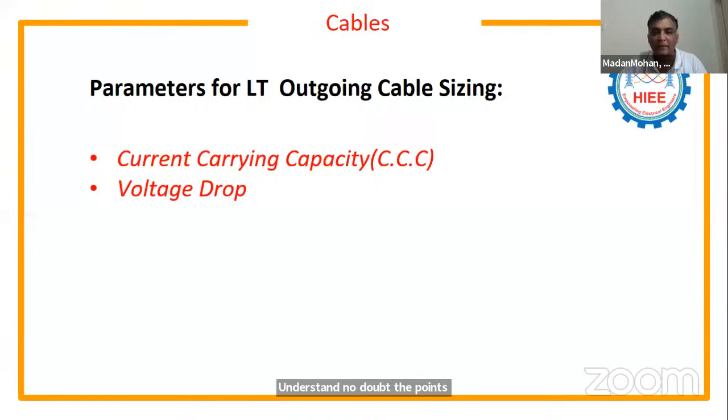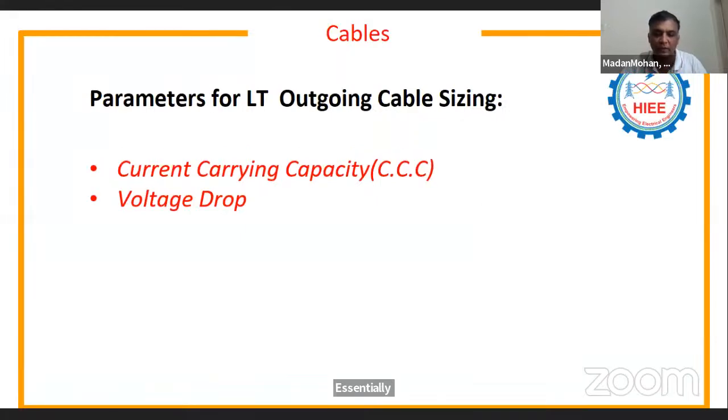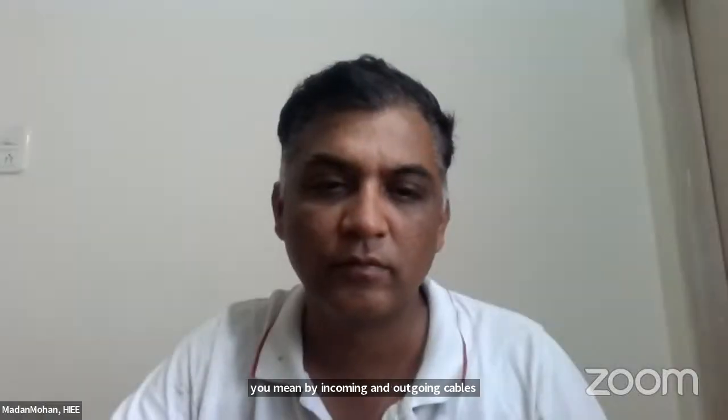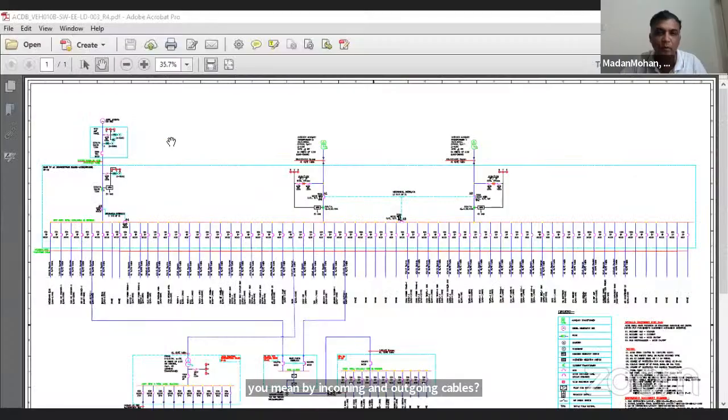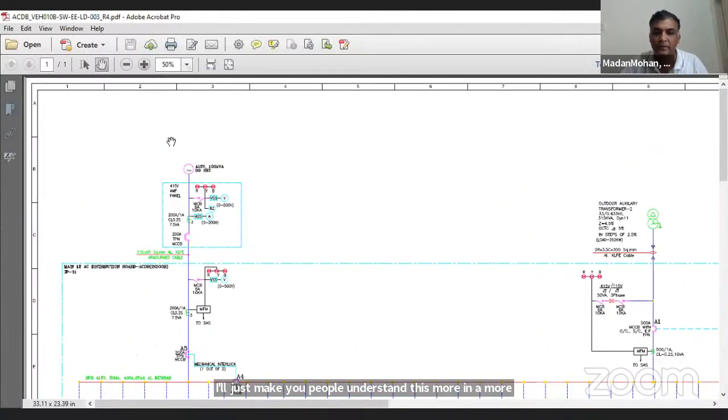For LT cable sizing calculation, we have certain criteria for LT incoming cables and outgoing cables. Now I'll make you understand what parameters decide LT outgoing cables. I'll show you one SLD now. With that, you will understand what is meant by incoming and outgoing cables. I'll make you understand this in a more practical way, so that's the reason I'm taking real-time examples.